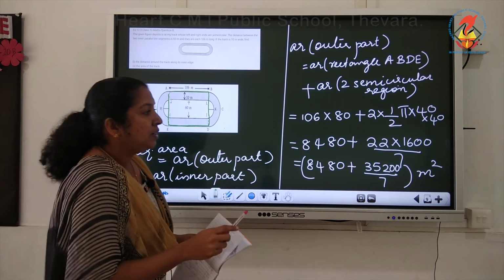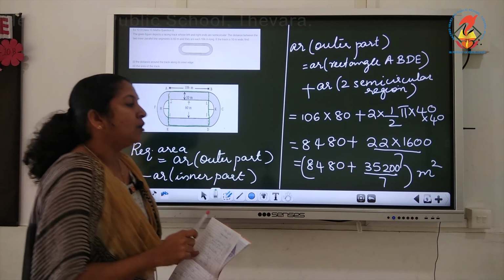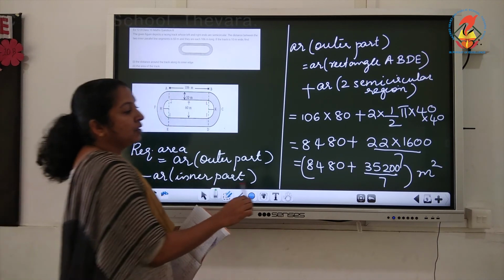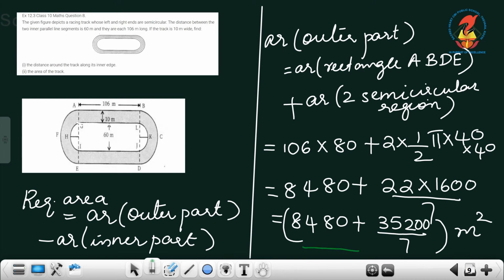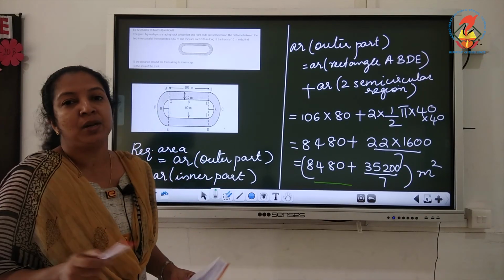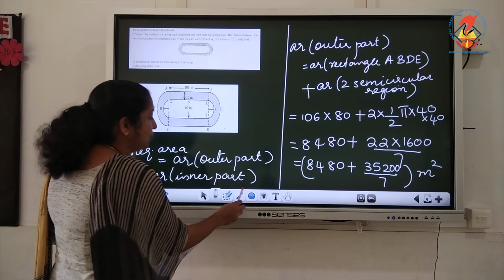That means 22 by 7 into 40 into 40, which is 35,200 divided by 7. So the total is 8,480 plus 35,200 divided by 7. You have to convert only the final answer into decimals. Don't convert in between, then the calculation will be difficult. So then the area of the inner part we are going to find.